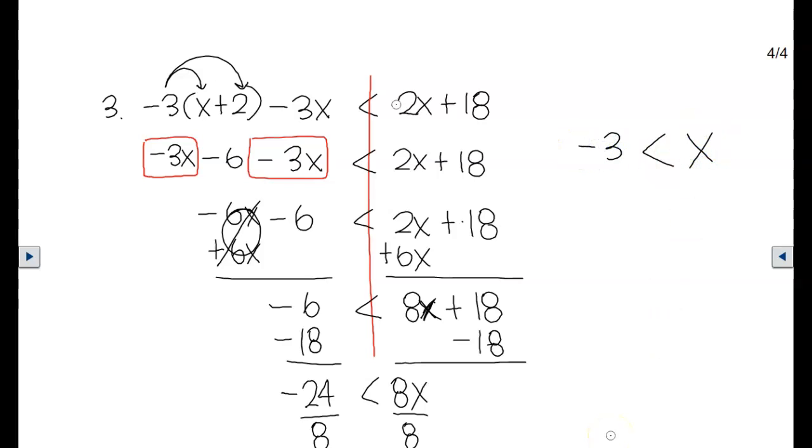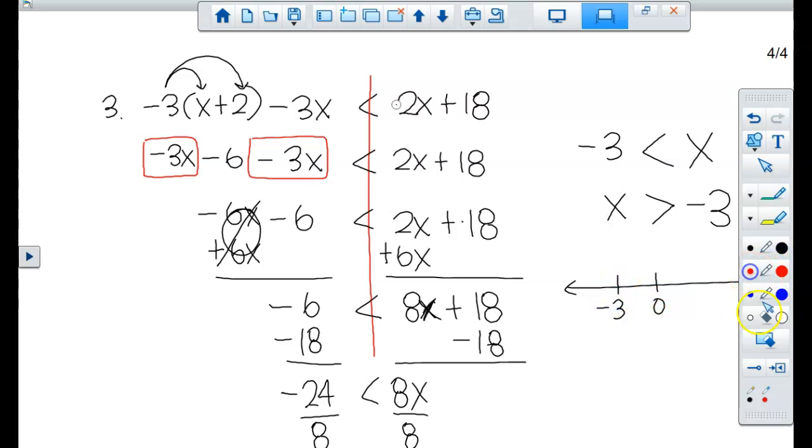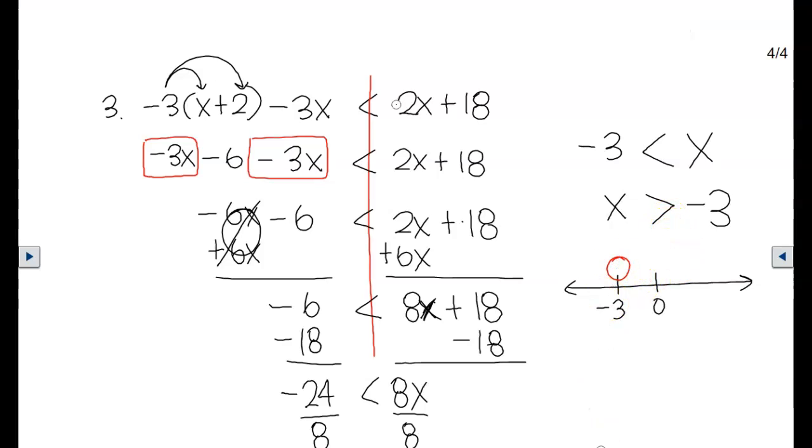But is this a flopper? The answer is yes, because we want this x to go first. So we're going to flop the entire answer and make it x is greater than negative 3. Now, if I were graphing this on a number line, this symbol is not underlined, so negative 3 would get an open circle. This points right, so I would draw my arrow to the right.